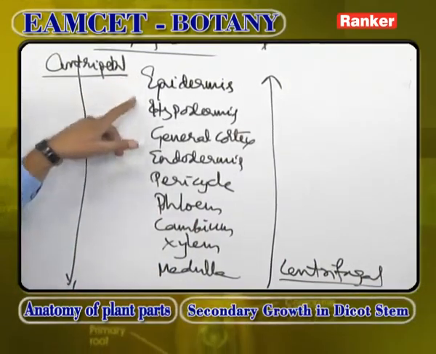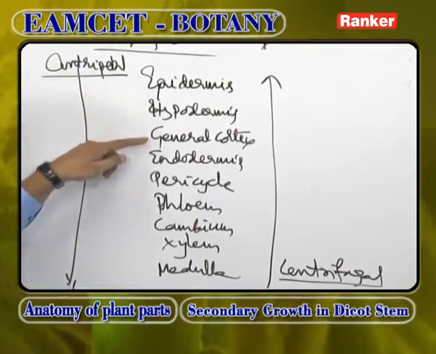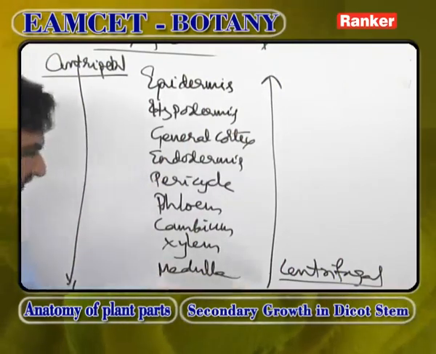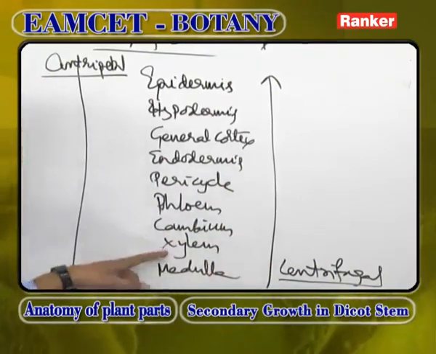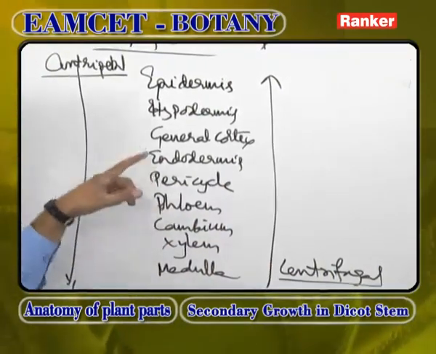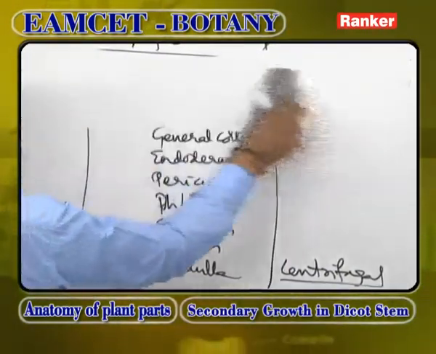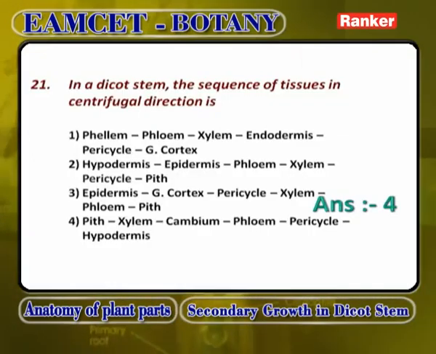So, if it is asked in the centripetal manner: epidermis, hypodermis, general cortex, endodermis, pericycle, phloem, cambium, xylem, medulla. Suppose the same question is asked in centrifugal manner: medulla, xylem, cambium, phloem, pericycle, endodermis, general cortex, hypodermis, epidermis. So, the answer for this question, arrange the regions in centrifugal manner, in a dicot stem, the sequence of tissues in a centrifugal direction is pith or medulla, xylem, cambium, phloem, pericycle, hypodermis.